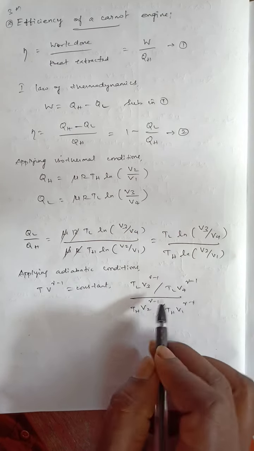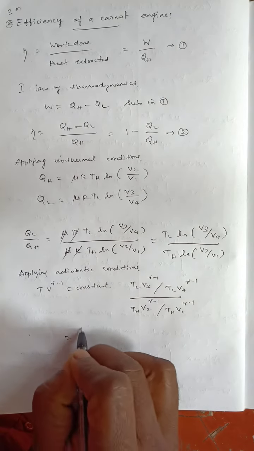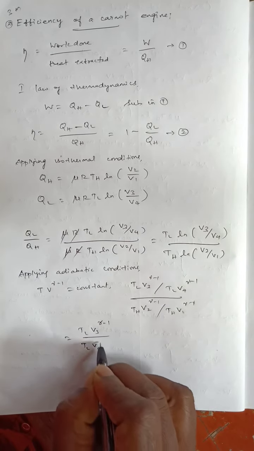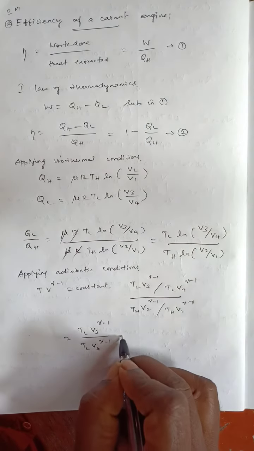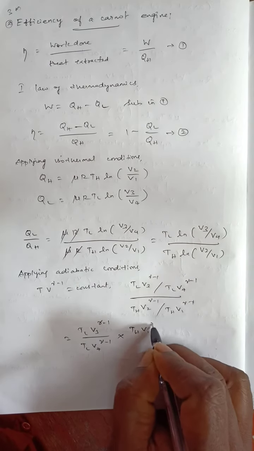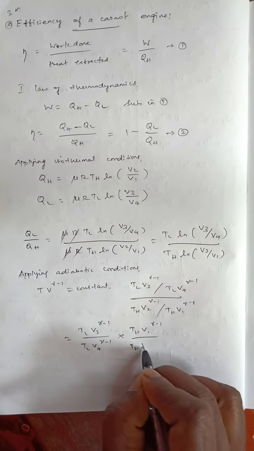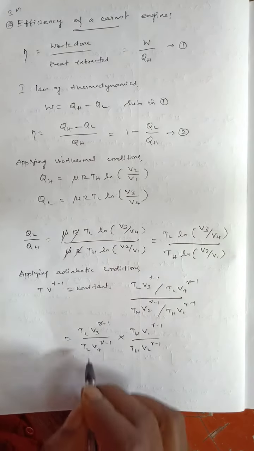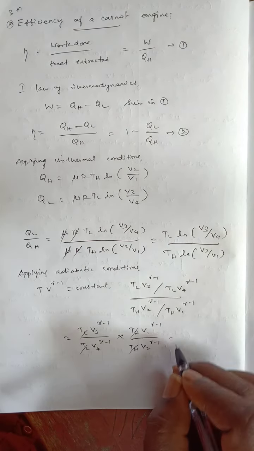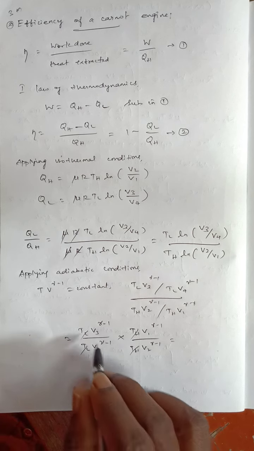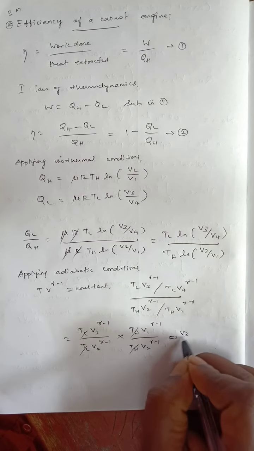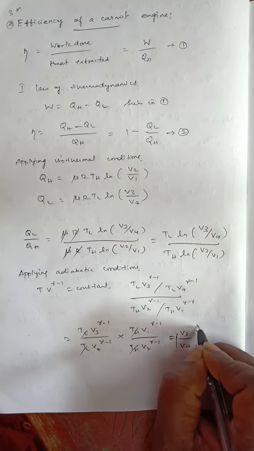So we have to find this, and it will change as TL V3 gamma minus 1 by TL V4 gamma minus 1, and the denominator we write as the multiple, changing the things: TH V1 gamma minus 1 by TH V2 gamma minus 1. TL cancels, TH cancels. So we have the formula like that: V3 by V4 to the power of gamma minus 1.